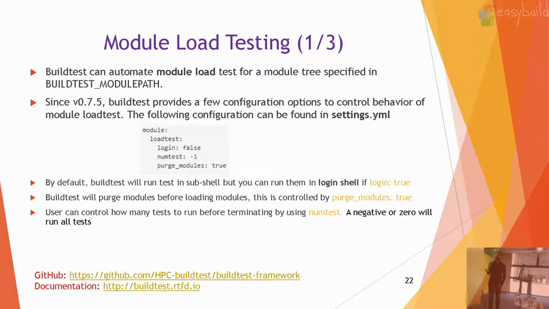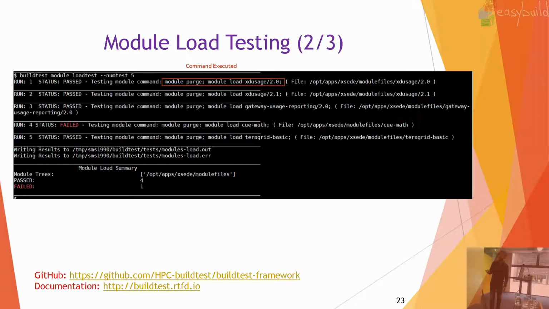Well, one, we would like to do testing in a login shell. So by default, it's set to false, which means it will run in a subshell. But if you set it to true, you can run each module load test in a login shell. Num test is the number of tests you want to do, and purge modules is purging the modules before you run the test. You can set it to true, which will purge it. You can set it to false, and then it will not purge it. So here's an example. On the command line, if you just say buildtest module load test, it will just run all the tests, all the modules in that module tree.